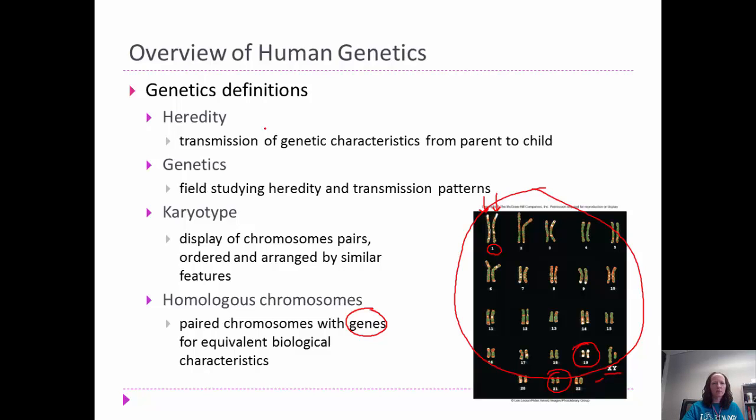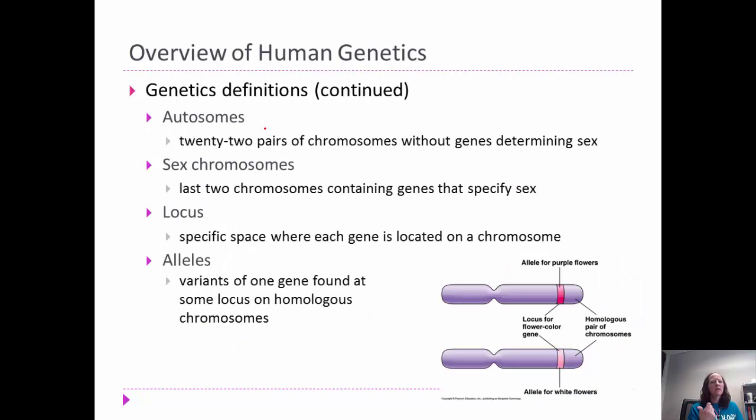You remember these? We talked about these sex chromosomes. Those last two are going to be the ones that specify sex. So your XX is going to be females, your XY is going to be males. All of the other ones that we just looked at are called autosomes.